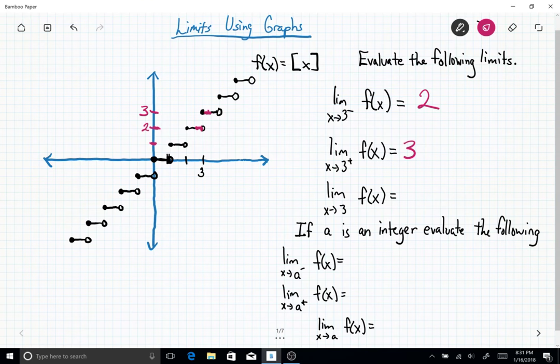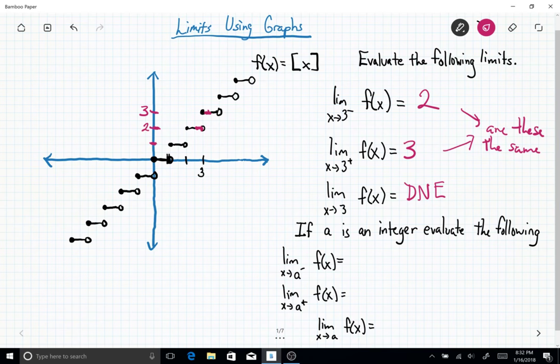Okay, so now what's the limit as x approaches 3? So the real question becomes, with this left and right-hand limit, are these the same? And if they are, that's going to be your limit as x approaches 3, because this is including both the left and the right hand side. But since they aren't in this case, this is a does not exist scenario.